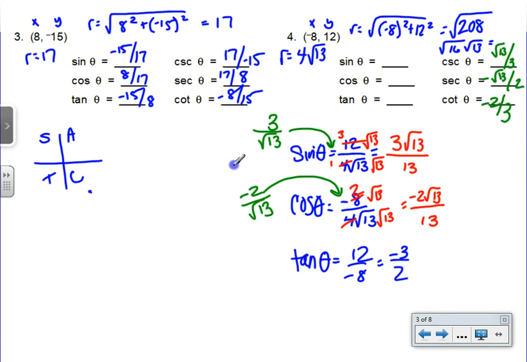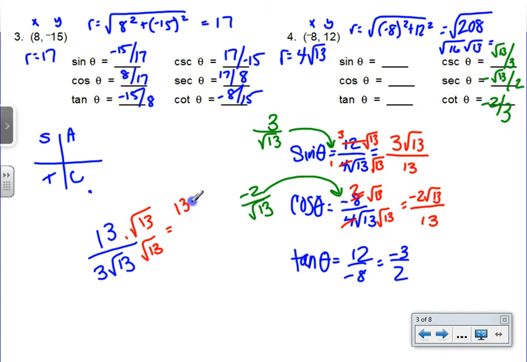I'm going to do a little aside here. Let's say on cosecant, you tried to do it the long way, and you took 13 over 3 square root of 13. So what I did is I took the sine that you guys fixed, and I flipped it. What would you have to do here to rationalize? You have to multiply top and bottom by the square root of 13.